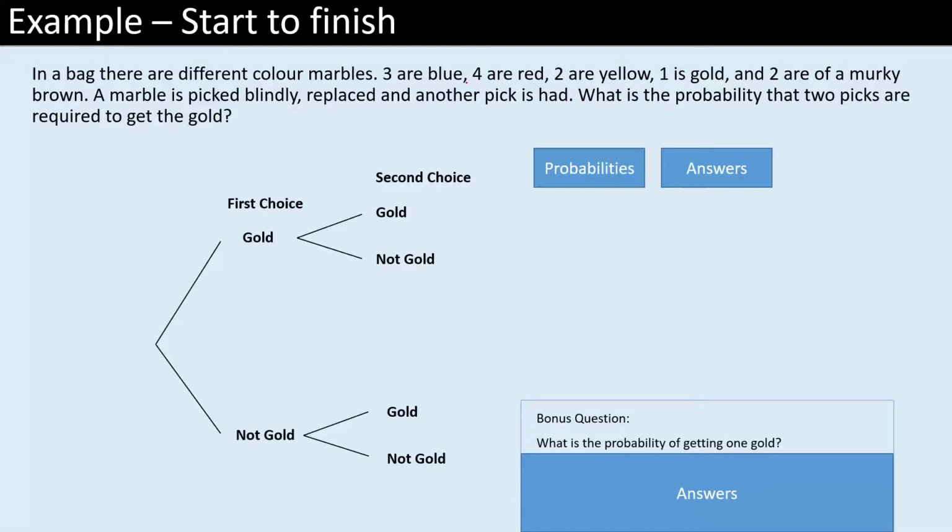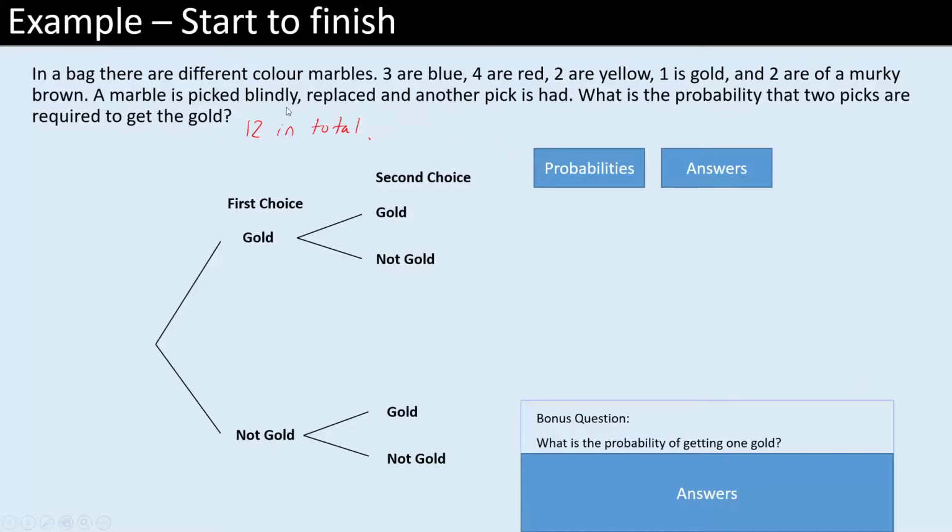I've got 3 blue, 4 red, 2 yellow, 1 gold, and 2 murky brown. Okay, so 3 plus 4 is 7, plus 2 is 9, plus 1 is 10, plus 2 is 12. So I've got 12 in total. So that's going to be the denominator of our fractions for the probabilities. Okay, so if I'm going to fill in these probabilities, one of them is gold. That's 1 out of 12. The things that are not gold are everything else, which is 11 out of 12.